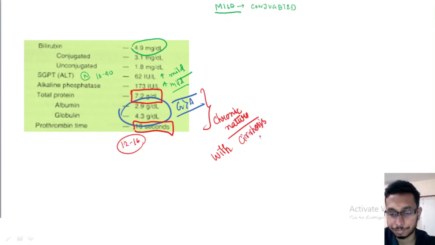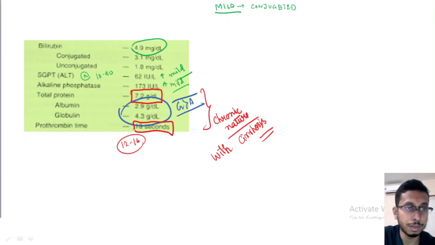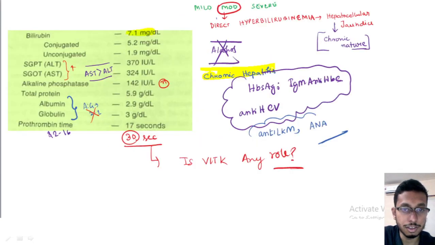And why are we considering it to be cirrhosis? Because AG ratio is totally reversed. Okay. Now coming back to the previous chart, if you look, AG ratio was almost 1:1. That's why we considered chronic. But why didn't we consider it to be cirrhosis?